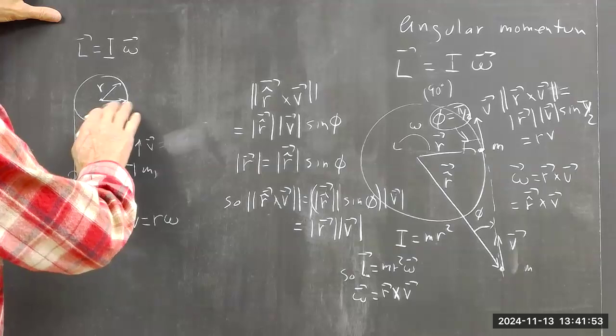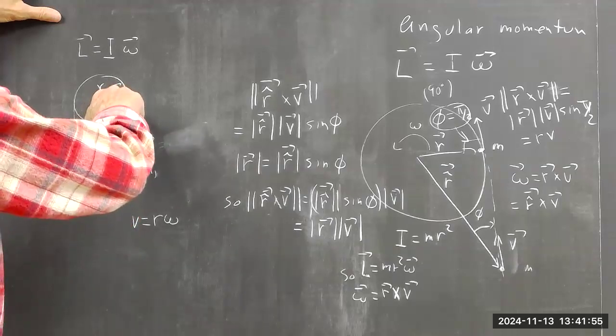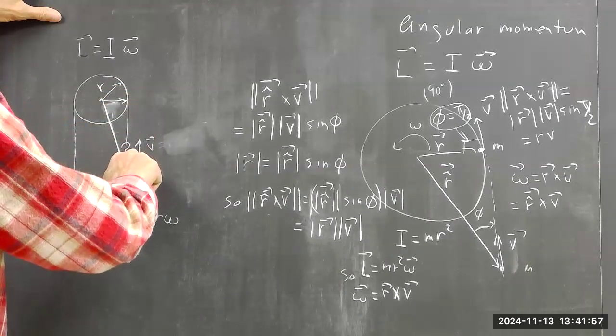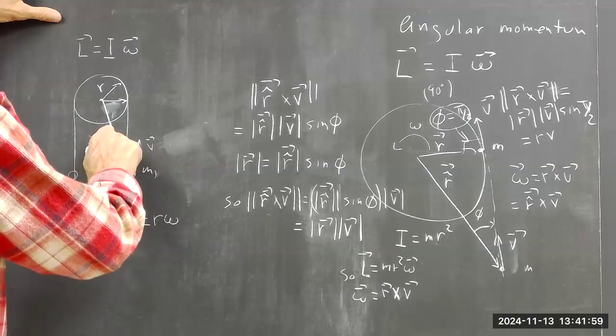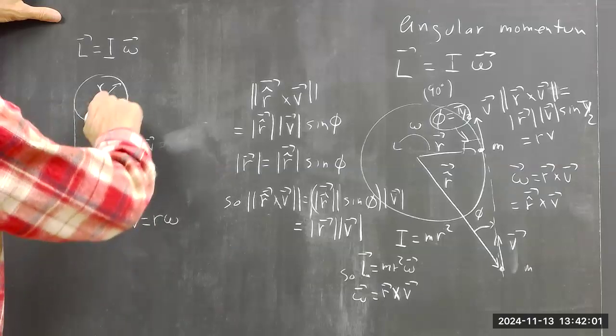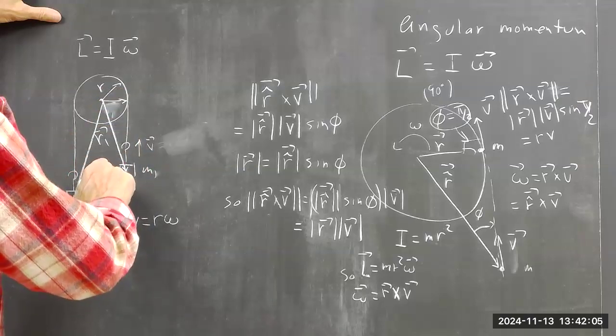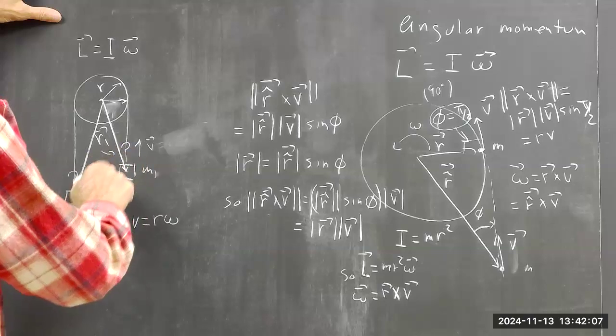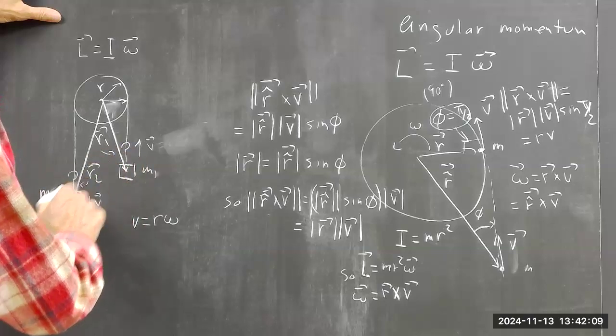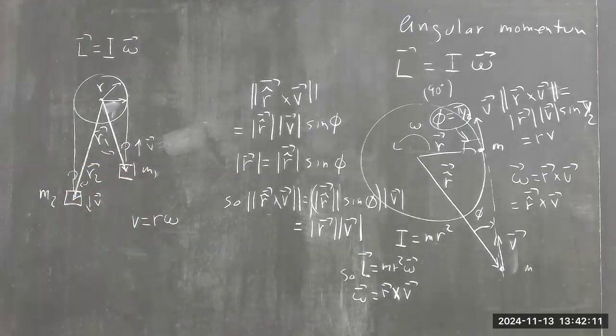I don't know what I'm labeling this. I talk about drawing good pictures, and I'm not doing a good job of that. I'll call this vector R1. Then we have a vector here, which is R2.